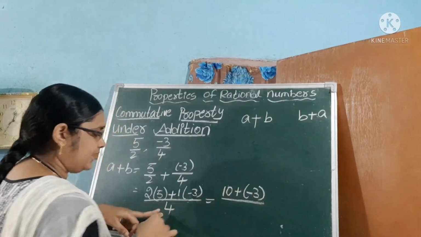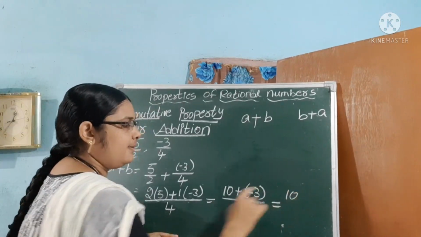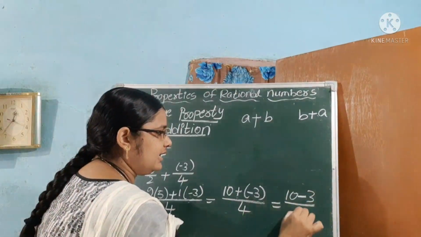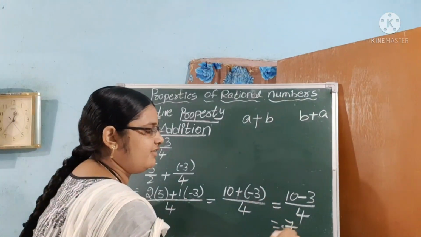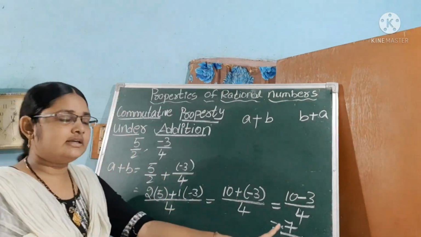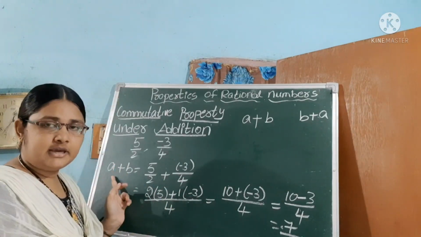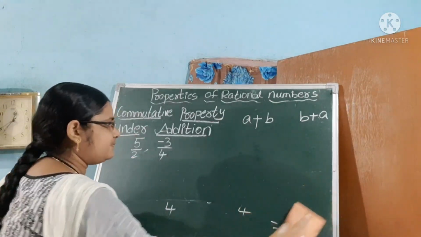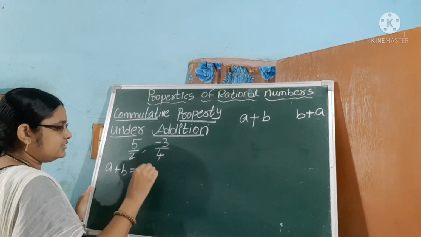Minus 3 by 4. Okay. So 10 plus into minus, very good, minus 3 by 4. Okay. So 10 minus 3, 7 by 4. Is it clear? What is the value of A plus B we get? 7 by 4. So did you understand the process? What is the value of A plus B? Very good, 7 by 4. So the LHS part is 7 by 4. A plus B equal to 7 by 4.